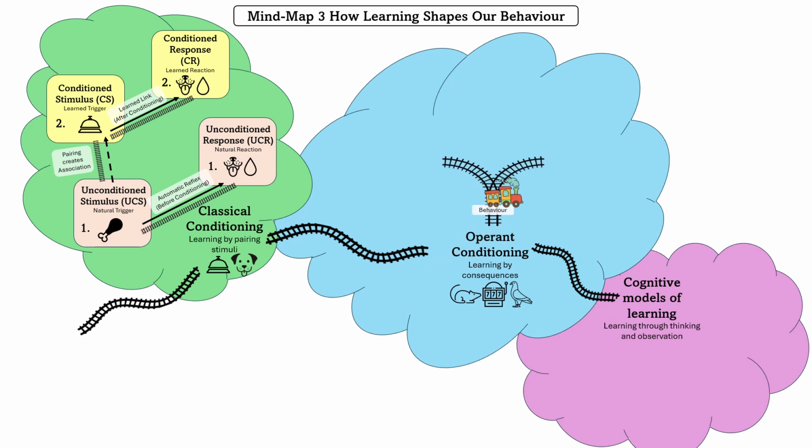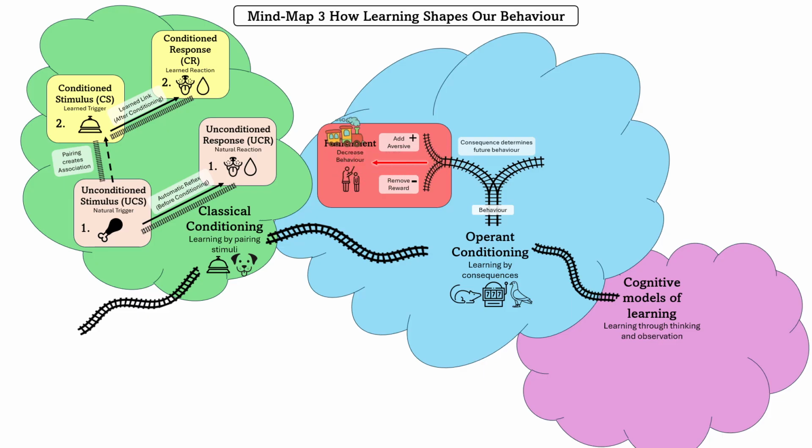Next, we move to operant conditioning, shown in blue, learning through consequences. Here, behaviour leads to an outcome, and that outcome shapes what we do next. This idea was famously demonstrated by B.F. Skinner using rats and pigeons. On the left track, we have punishment, which decreases behaviour. This can mean adding something unpleasant or removing something rewarding. Both make the behaviour less likely to occur again.